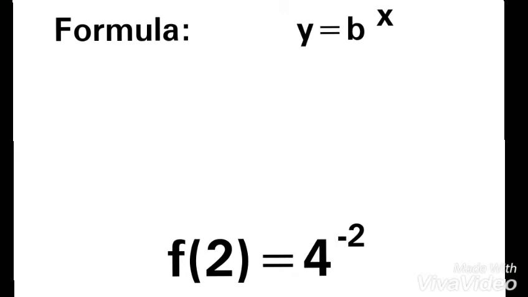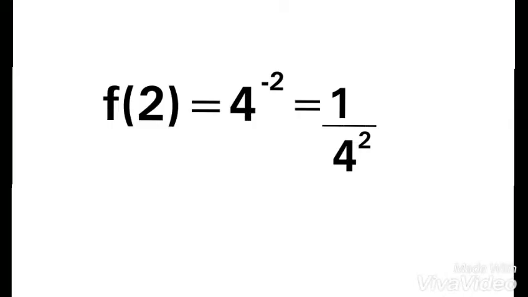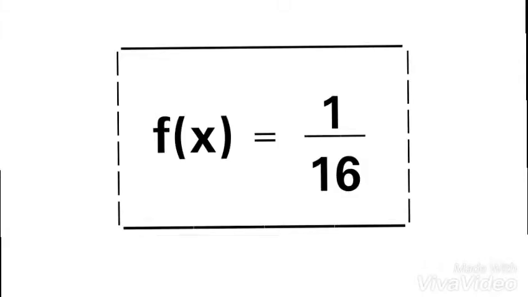For the next step, we only need to change the negative exponent into a value of 1 as a numerator, and 4 will be the denominator with 2 as the power of 4. Then we copy the numerator, which is 1, and multiply 4 by its power, which is 2. So 4 times 4 is equal to 16. So the answer must be 1 over 16.